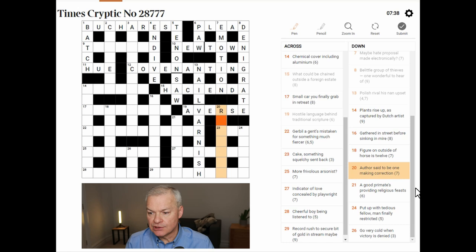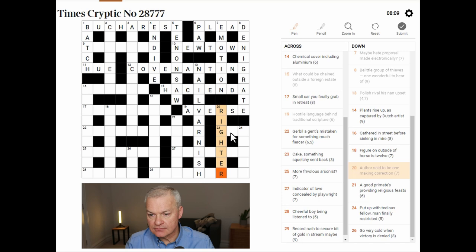Author, said to be one, making correction. Yes, phew. This is writer. An author, said to be is a homophone indicator. So an author is a writer, W-R-I-T-E-R. And that sounds like writer, which is one who writes, and therefore one making correction.